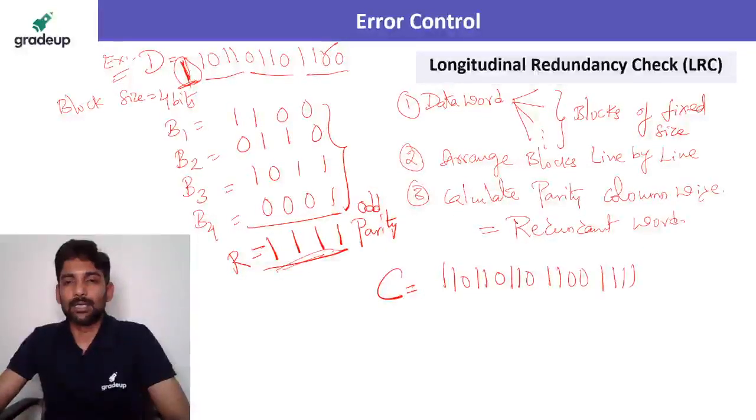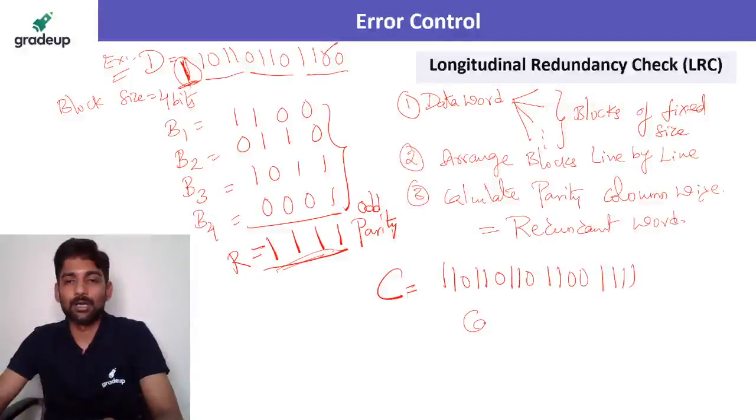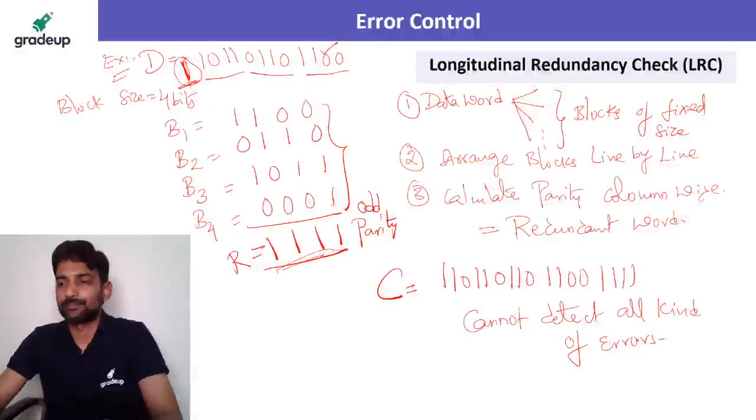So the longitudinal redundancy check is better compared with the VRC, but it also cannot detect all kinds of errors. It can't detect all kinds of errors, but compared with VRC, this is better.